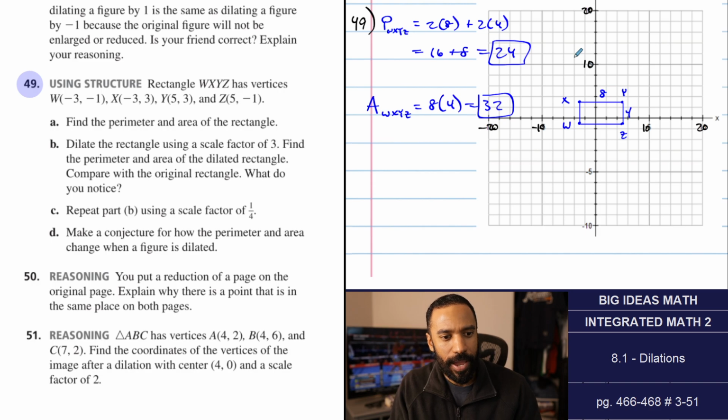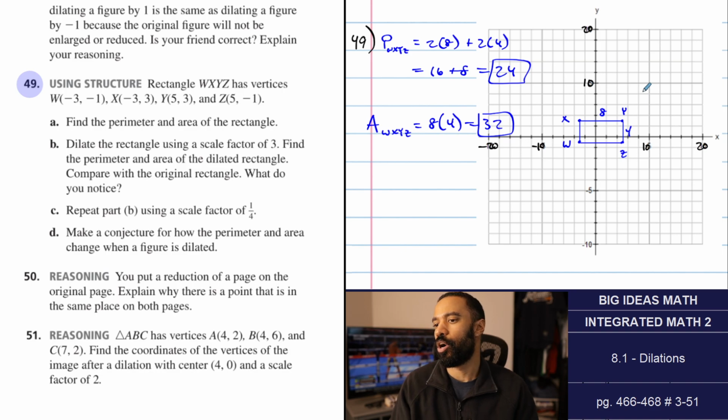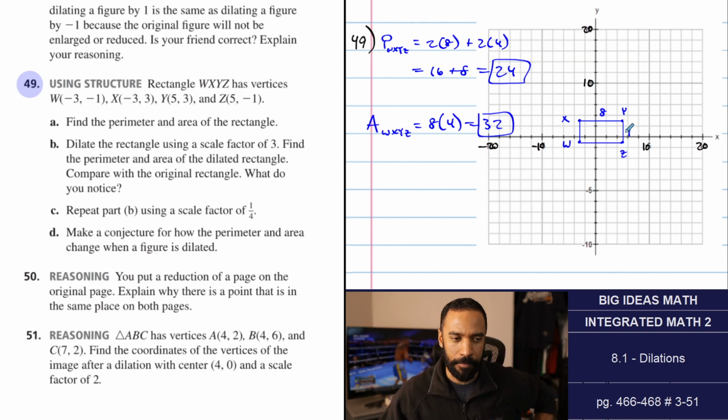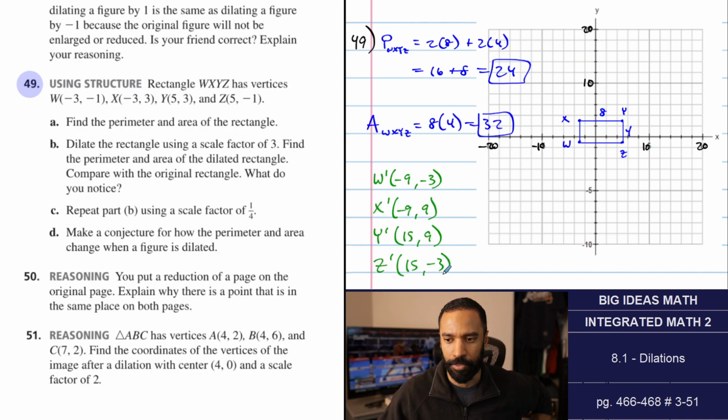All right. Dilate the rectangle using a scale factor of 3. Find the perimeter and area of the dilated rectangle. Compare with the original rectangle. What do you notice? So you are going to notice something very unique about this when we get there. W prime is at -9, -3. X prime will be at -9, 9. Y prime, multiplying everything by 3, will be at 15, 9. And Z prime will be at 15, -3.